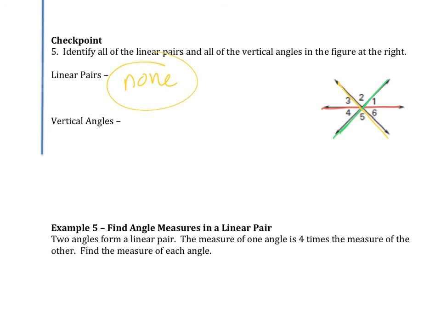And then the vertical angles, there's actually 3 of them. So with the yellow and green one, there's angle 2 and angle 5. Right? With the red and green, there's angle 1 and angle 4. And then with the yellow and red, there's angle 3 and angle 6. So there's actually 3 pairs, the yellow, the red, and the blue.